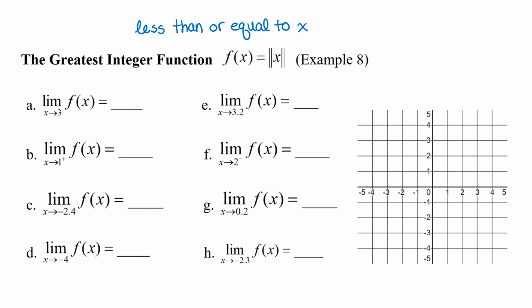So if we want to graph this function, well, 0 is the greatest integer that is less than or equal to 0. And 1 is the greatest integer less than or equal to 1. And that continues for each of our integers.